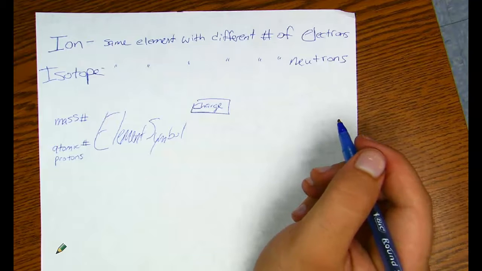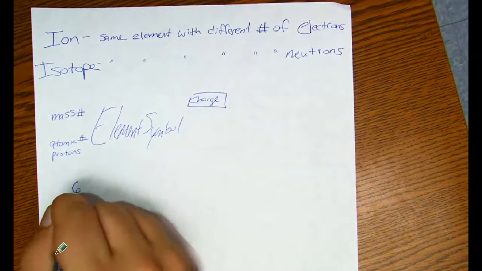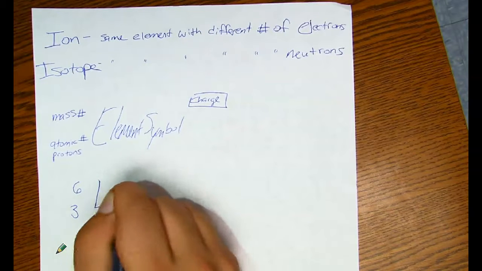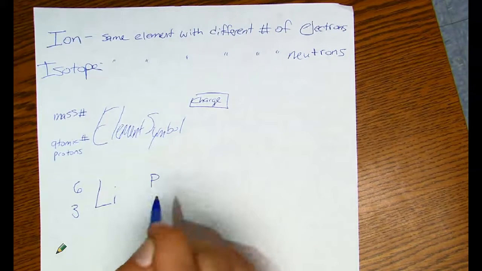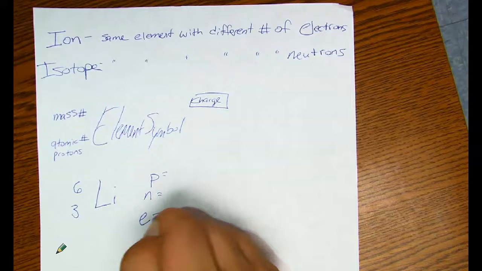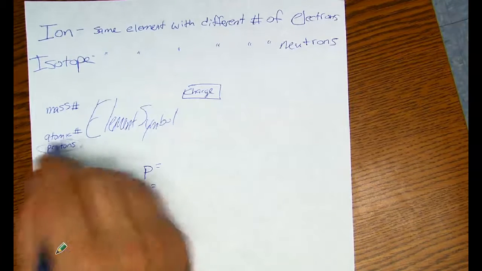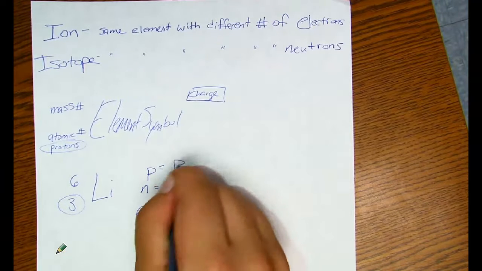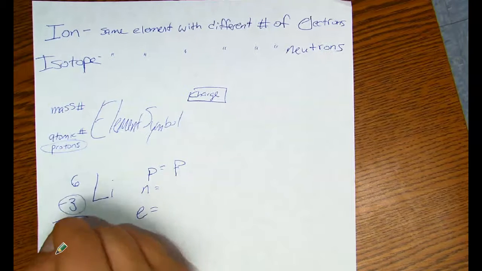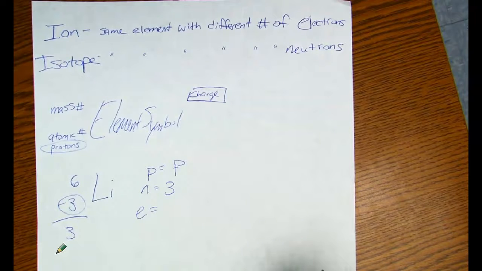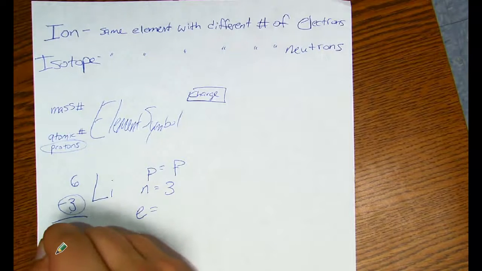So I'm going to give you an example. You might see lithium with 6 on top and 3 on the bottom, and I'm just going to choose that for now. How many protons, how many neutrons, how many electrons? Well, the bottom number shows me my protons. To find the neutrons, you have to subtract your two numbers. 6 minus 3 is 3, so I have 3 neutrons.